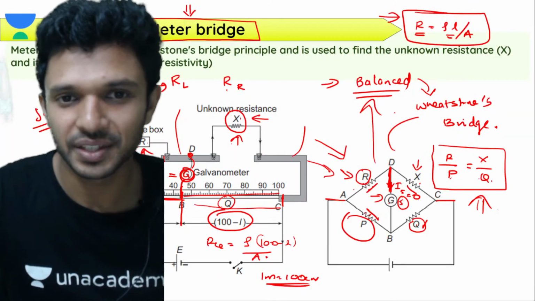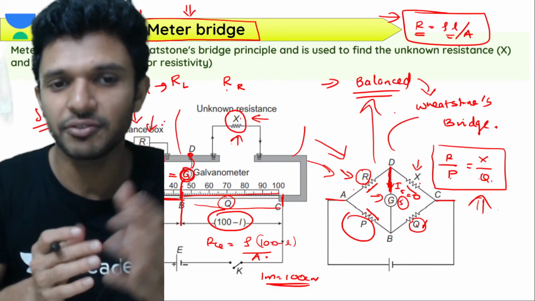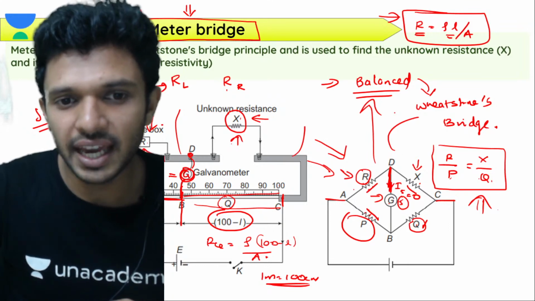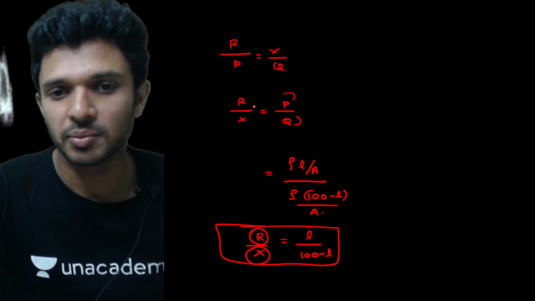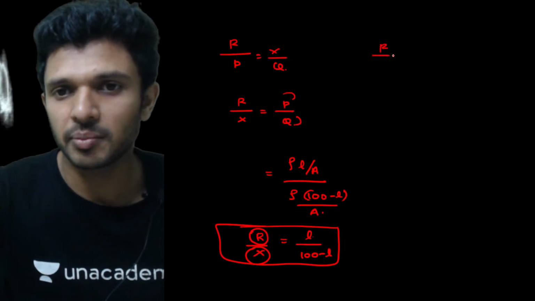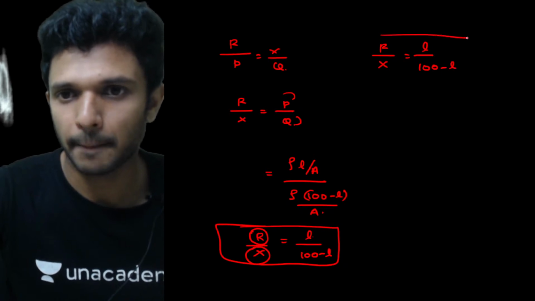Did you understand? If you know the value of this resistance that you connect on the left gap, and if you know the value of L, the only unknown in the equation is X. Can't you just find it out by using this formula? R by X is equal to L by 100 minus L.